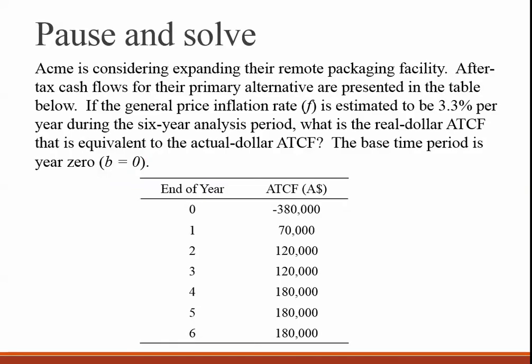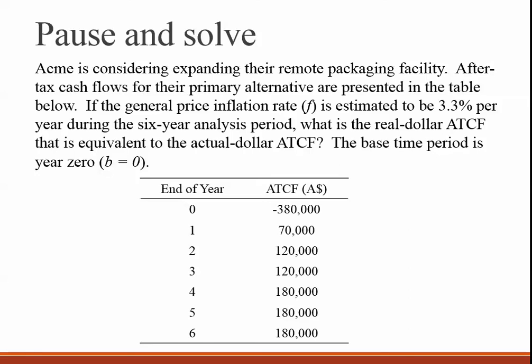So we have an example here that says Acme is considering expanding their remote packaging facility. After tax cash flows for their primary alternative are presented in the table below. If the general price inflation rate, f, is estimated to be 3.3% per year during the 6-year analysis period, what is the real dollar after-tax cash flow that is equivalent to the actual dollar after-tax cash flow? The base time period is year 0, so b is 0, and that's another way to write it. You don't have to actually use years.